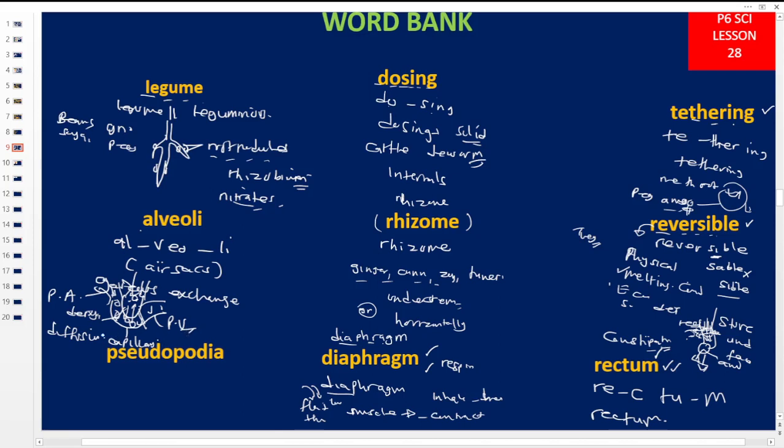Now when we look at this capillary, remember we said blood capillaries are the smallest blood vessels, and the work of capillaries is to connect an artery to a vein. So in between here we are having blood capillary. So that is the air sac or the alveoli. One is called the alveolus. Very good. Okay, now we have this last word here, pseudopodia.